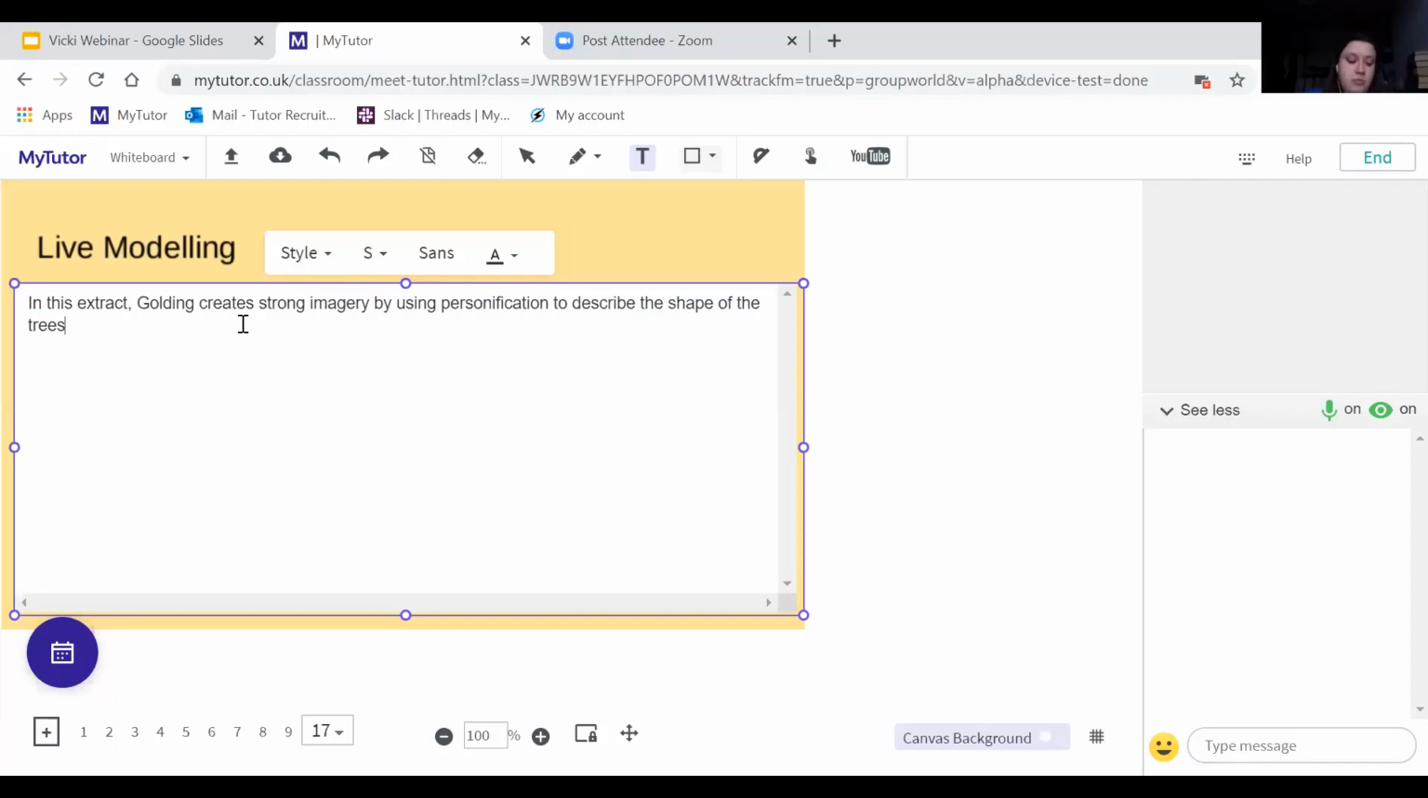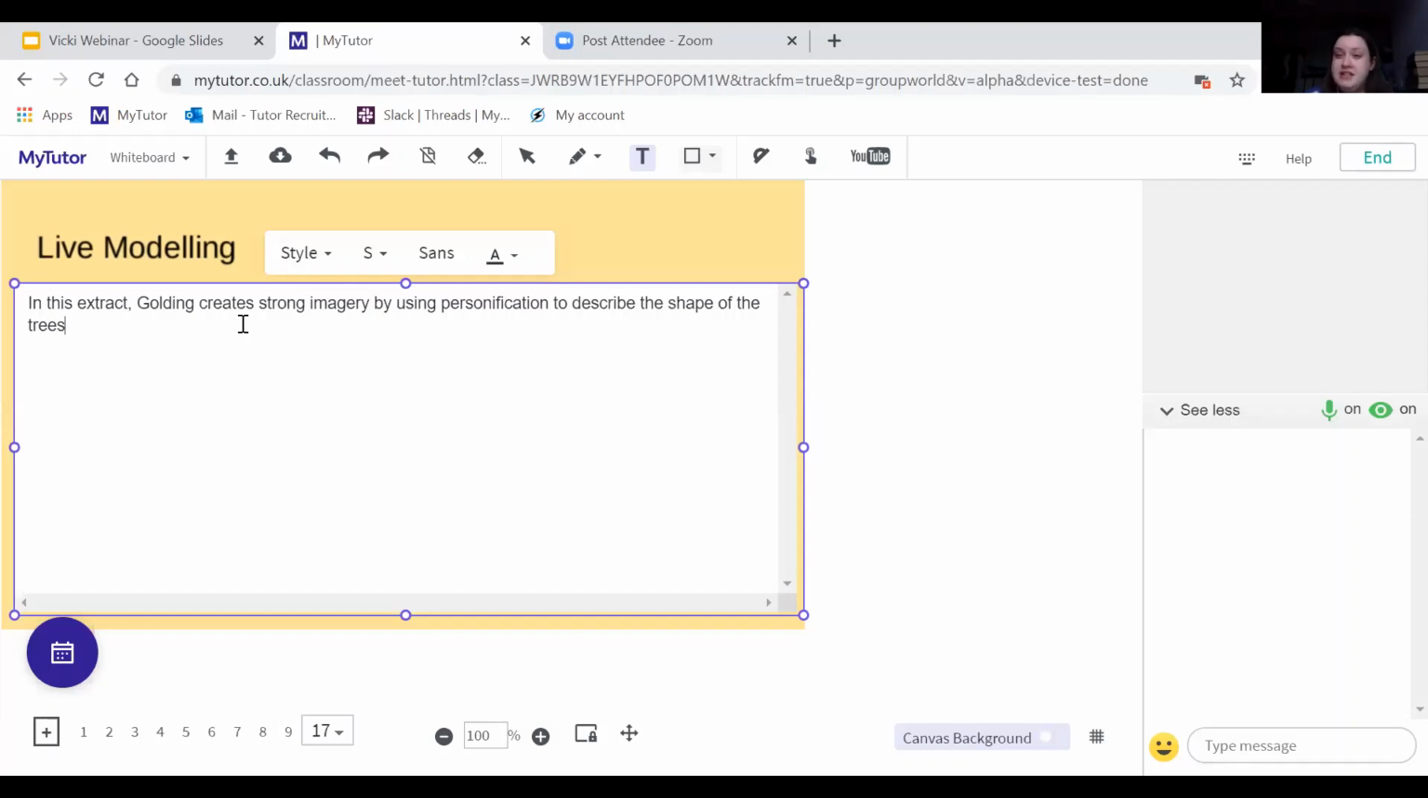A lot of you will have been taught PEEL paragraphs, point, evidence, explain, link, or PEA, or PETAL, or Peter. There's absolutely loads of them out there, and they're all very similar.